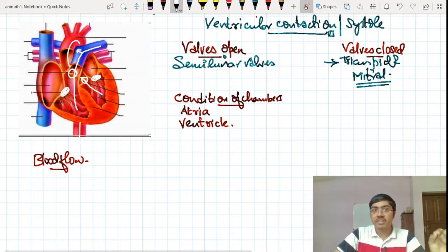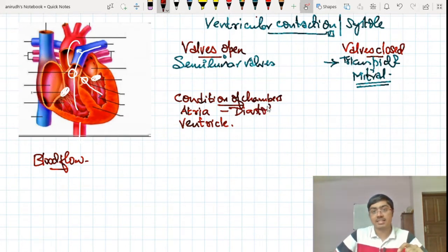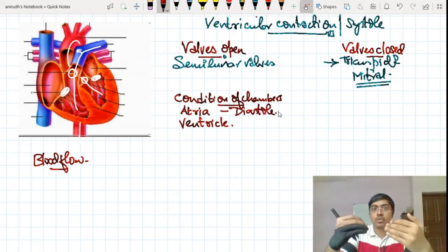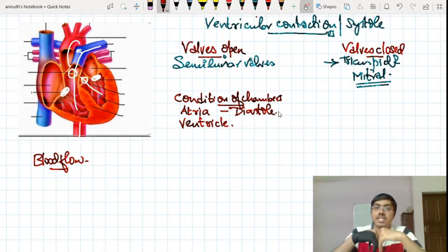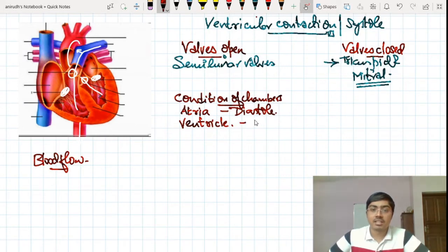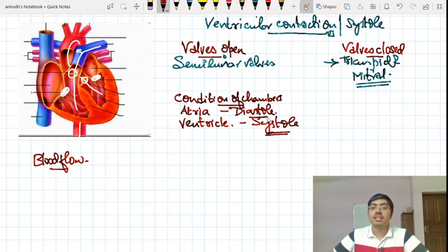Now when the ventricle is contracting, atria undergoes diastole. It relaxes. So the atrial relaxation coincides with ventricular contraction. So the atria will now relax while ventricles will contract. So the ventricles are in systole, or ventricles are contracting, atria relaxing. This is what is going to happen.